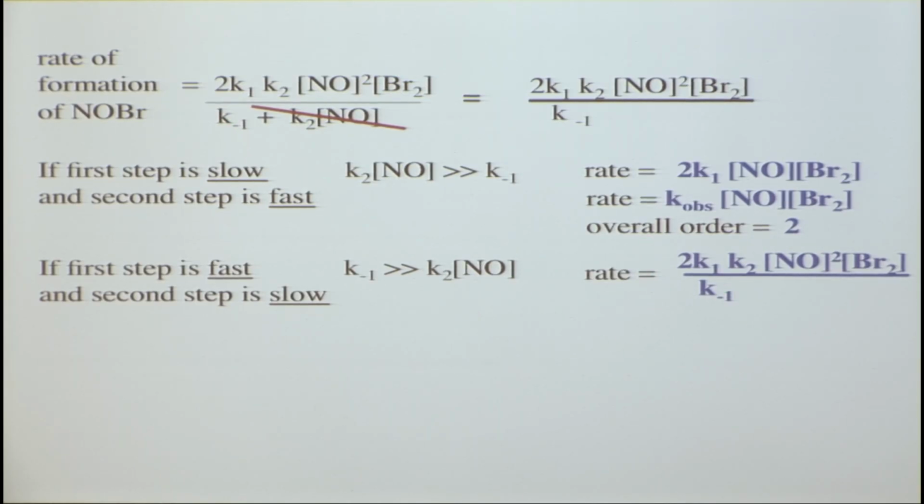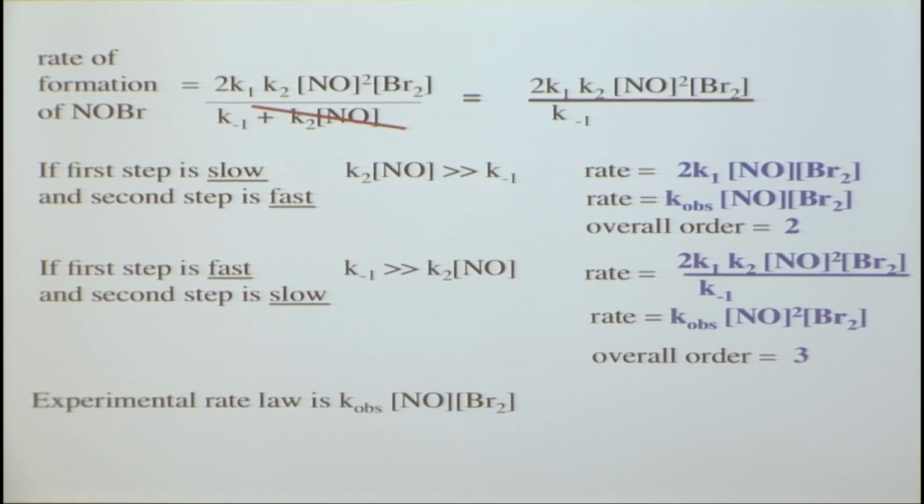So assuming different things about how fast and slow the steps are gives you very different rate laws. We can also write that to make it look a little simpler as k-obs. But you'll note that the overall order is very different. So what's the overall order here? 3, right. So let's remind ourselves what the experimental rate law was. It was NO first order, Br2 first order. So that means that the first one would be consistent.